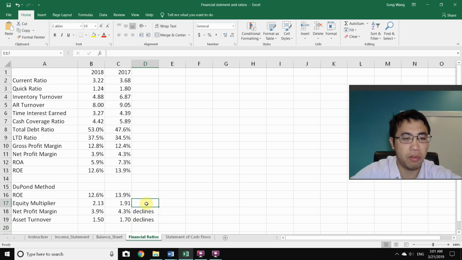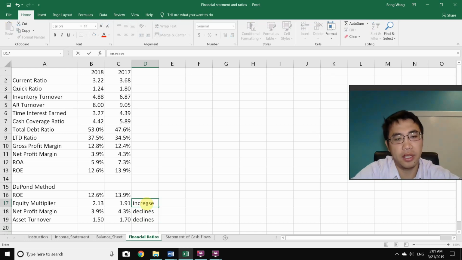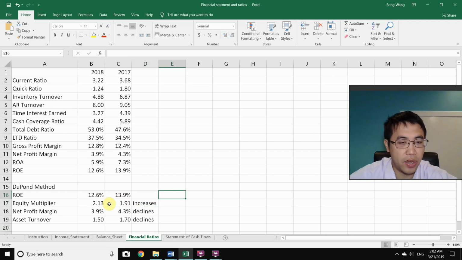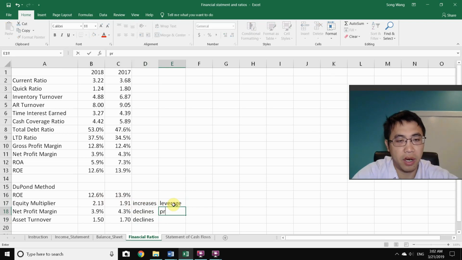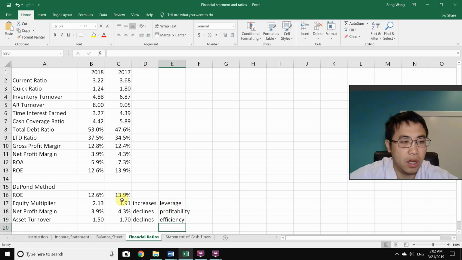The thing is, the equity multiplier actually increases, and that's not necessarily good because I have more debt, and that's financial distress. So these three stories: the change of leverage, increase the leverage, and decline the profitability, and also decline the efficiency. They all contribute to the decline of ROE. So that's your story. All right, make sure you save this, and you will turn it in as it is.